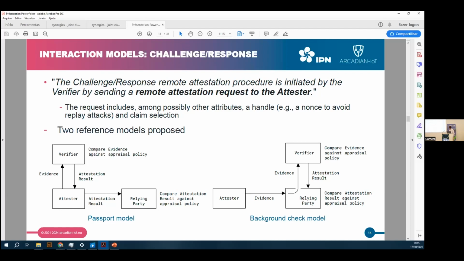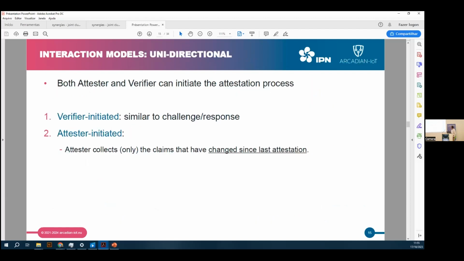Moving to the second main interaction model, unidirectional. In this case, both the attester and the verifier can initiate the process. So this is a key difference. The verifier-initiated one is similar to the challenge response, while the attester-initiated mode is characterized by having the attester collecting only the claims that have changed since the last attestation procedure.